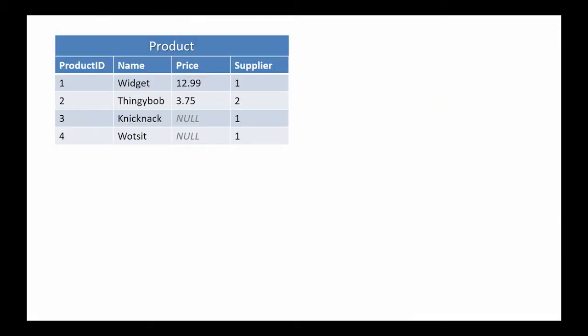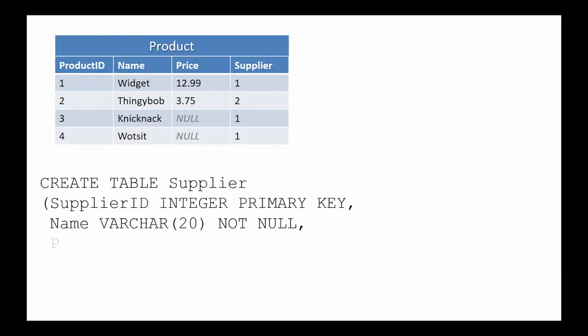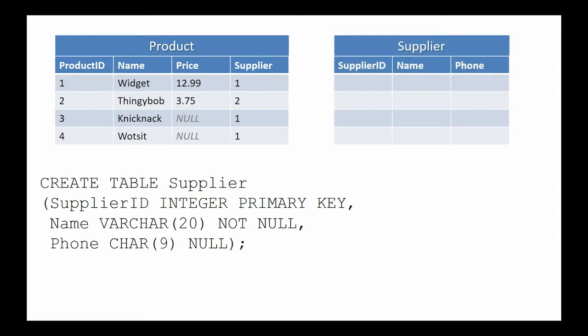So we've got our product table. We've been looking at this example all the way through, and here it is. And I've got that supplier column. The supplier is an integer value that identifies the supplier. And of course, really, there'd be a separate table of suppliers. So we can create a table called supplier that has an integer ID as its primary key, and it has a name and a phone number. So we've got our supplier table there.